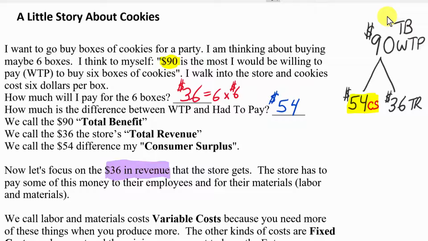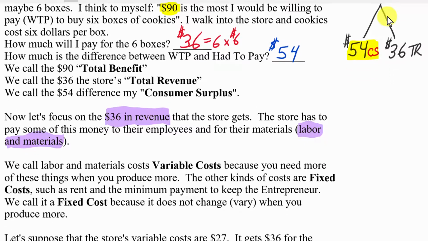So think about this part of the money, this first kind of cost that they have to pay, as being labor and materials costs. So in economics, we call these costs, things like labor and materials, variable costs. We call them variable costs because as this business wants to produce more cookies, they're going to have to pay more for this kind of thing. They're going to have to pay more for their workers, more for their materials, the sugar and the flour and the boxes to put the cookies in.